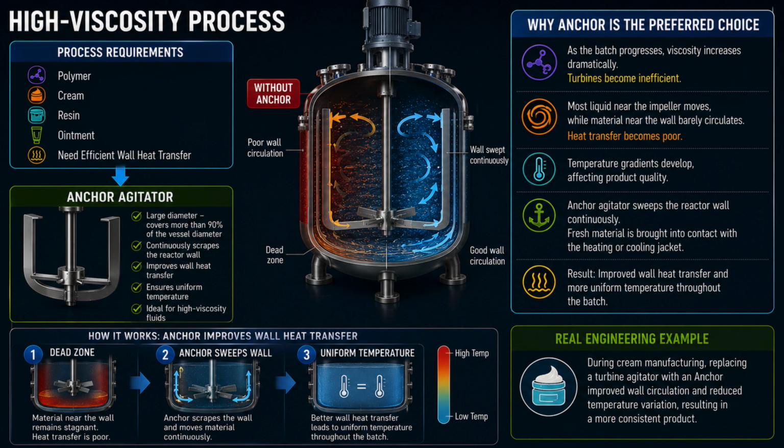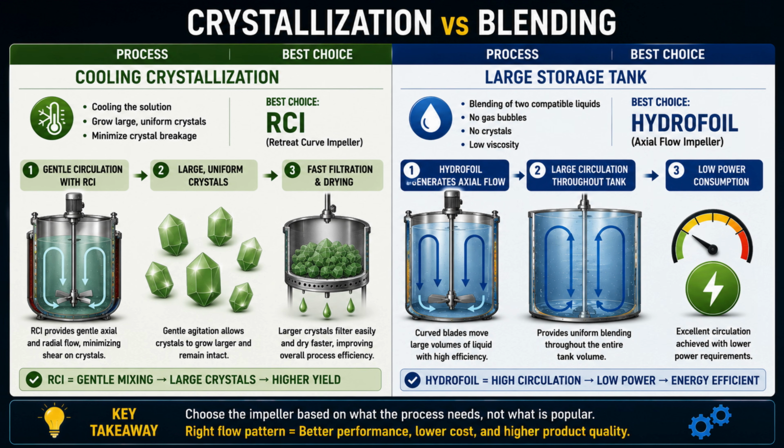Its large diameter continuously sweeps the reactor wall. Fresh material is brought into contact with the heating or cooling jacket. The result is improved wall heat transfer and more uniform temperature throughout the batch. Not every process requires high turbulence.